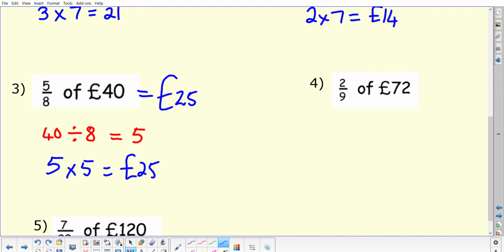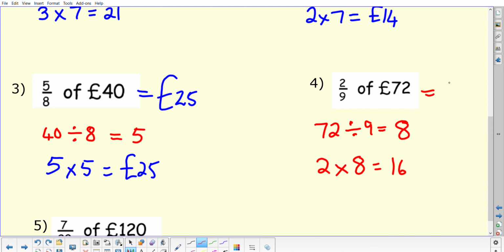Number 4, you're dealing with the fraction of 2/9 of something, so you work out 1/9, so you're doing 72 divided by 9, and that's your 9 times table. 9 times what makes 72? And the answer is 9 times 8. So that's how many groups of 9 you can make. And then we wanted 2/9, so we will be getting 2 lots of 8, which is going to give us 16. So your answer up here would be 16.